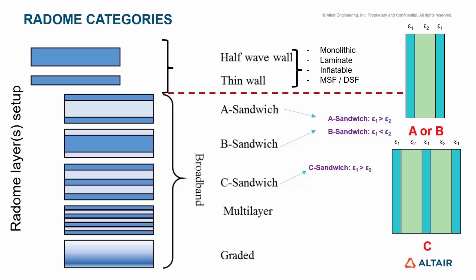Not only that, we can think of other sections like A sandwich, B sandwich, C sandwich, multi-layer, and graded radomes. A sandwich means epsilon 1 is greater than epsilon 2. B sandwich is epsilon 1 less than epsilon 2. And C sandwich is epsilon 1 greater than epsilon 2. You can see the combinations on the right-hand side: epsilon 2 sandwiched between epsilon 1 and epsilon 1. Similarly, for the C, epsilon 2 is sandwiched between epsilon 1, but it is a multi-layer structure. This is how the radome layer setup will be made.